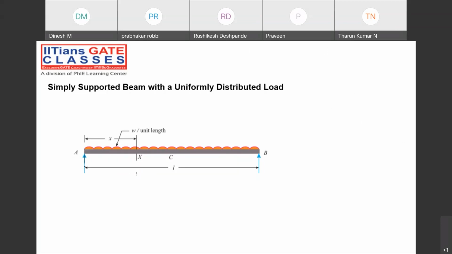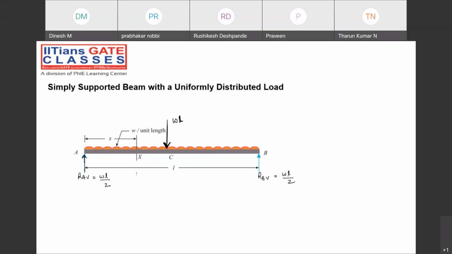So there will be a support reaction RAV in the vertical direction, and here also it will be RBV. And what is the total load there? The total load will be W into L, right? Total load will be W per unit length into total length. And that total load will be acting exactly at the midpoint of the UDL. And what will be the value of the reaction supports? So WL by 2, and this will also be WL by 2.